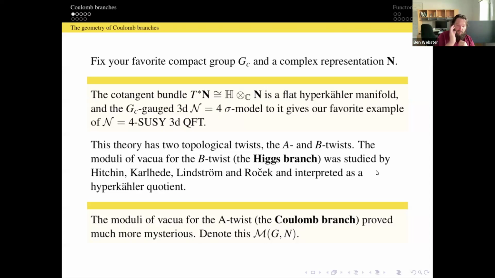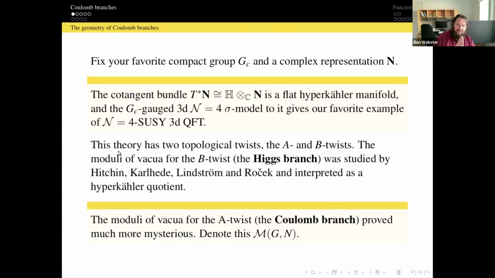And I assume that my original complex vector space N had a compact group acting on it. And I can construct what's called the gauged sigma model. This is basically looking at maps of the 3-manifold not just into this vector space, but into its stack quotient. Gauging is the physicist way of talking about stacks. And when we do this, we get an N=4 supersymmetric 3D quantum field theory.